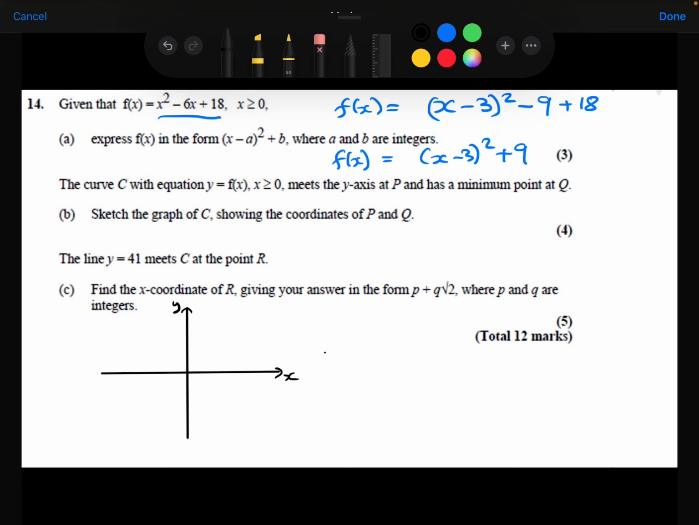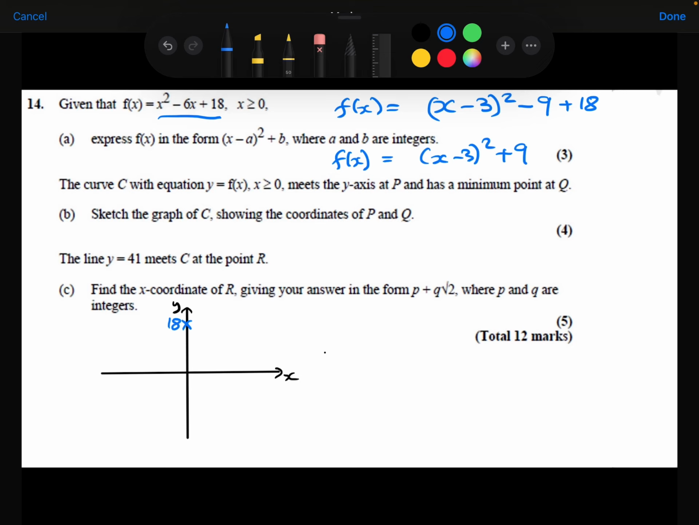Right, so I can see that it is going to intercept on the y-axis when x equals 0. So these terms here will be 0, and the y will be equal to 18. So I'm going to mark on the point 0, 18 here.